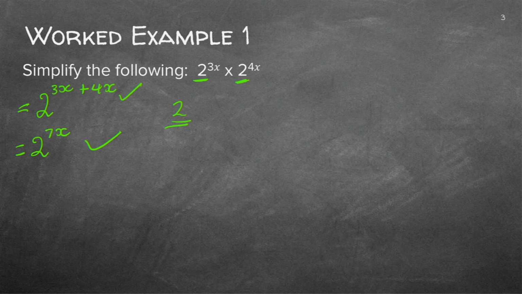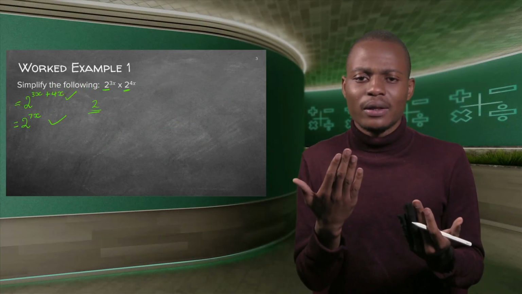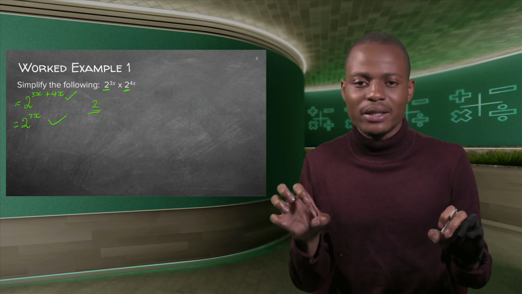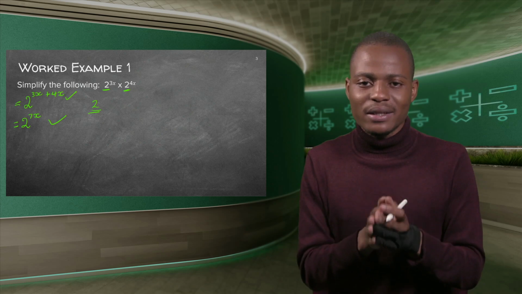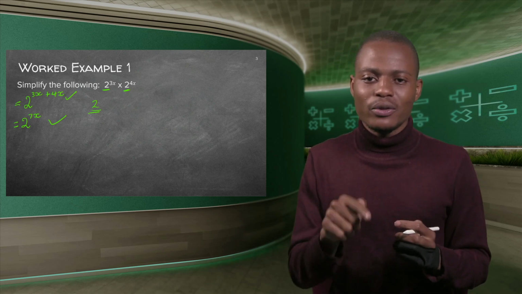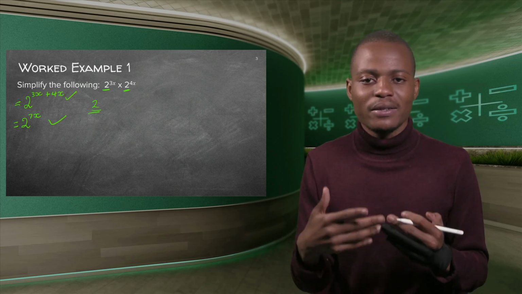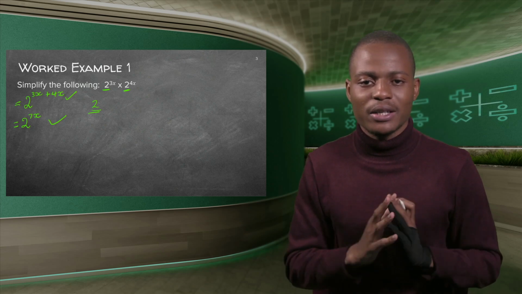So how did I know which law to use? The multiplication sign is the one separating the two values. So the moment I see that we are multiplying, I use the exponential law of multiplication, where you take one base and you simply add the exponents.